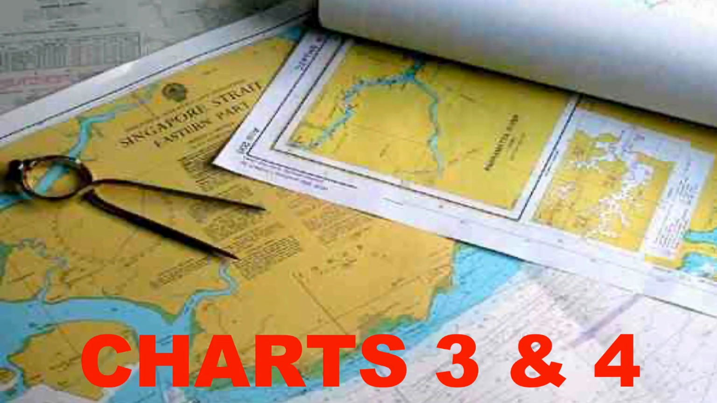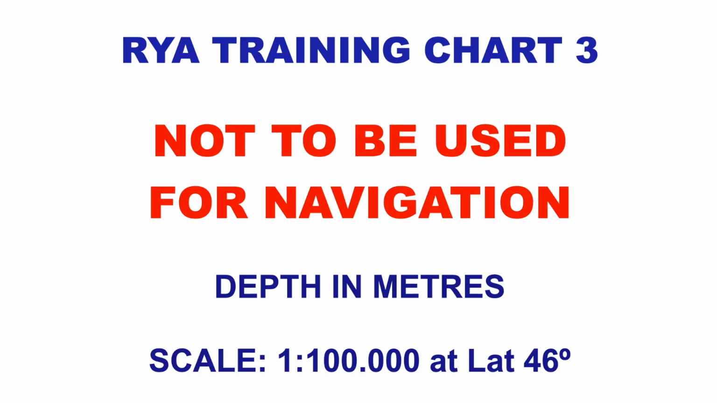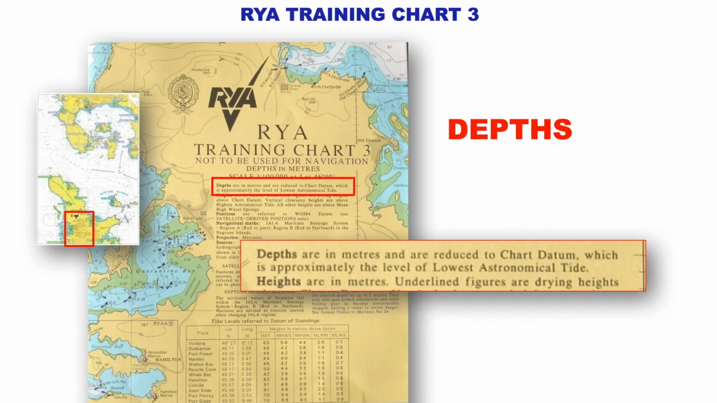You'll get RWA chart 3 and 4, Northern Territories, Southern Peninsula. RWA chart 3 is a large chart. With our course, we'll be working mainly towards the top of that chart. RWA chart 4 will be insets from RWA chart 3. They're not to be used for navigation because they're fictitious areas. The depths on the charts are measured in meters and the scale is 1 to 100,000.